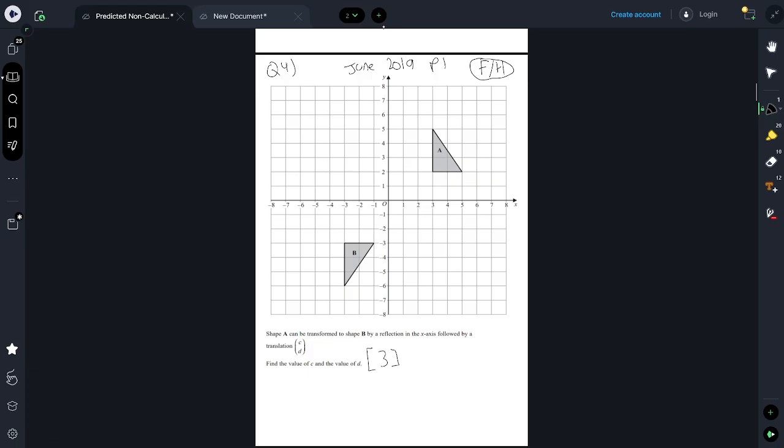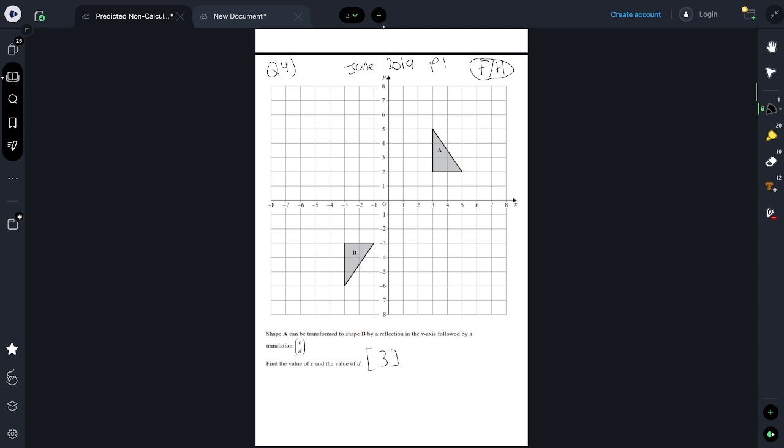Okay, so we are given shape A can be transformed to shape B. Hopefully you can read this. This shape A can be transformed to shape B by reflection in the x-axis, followed by a translation with vector CD. Find C and D.